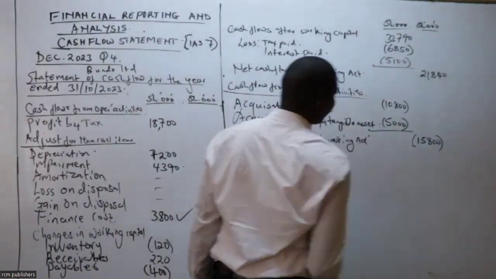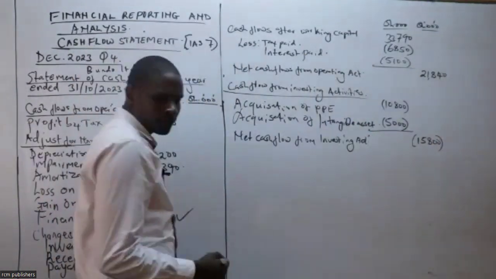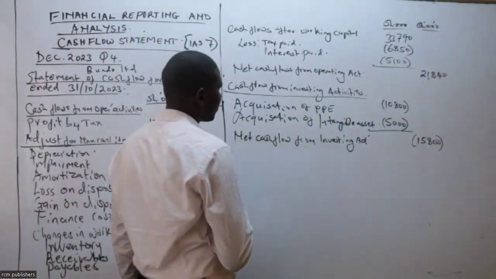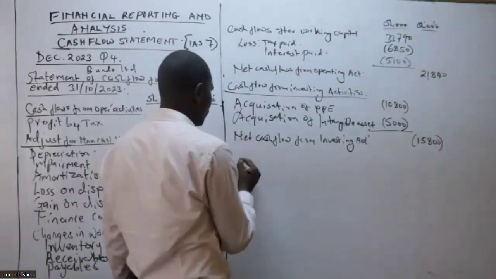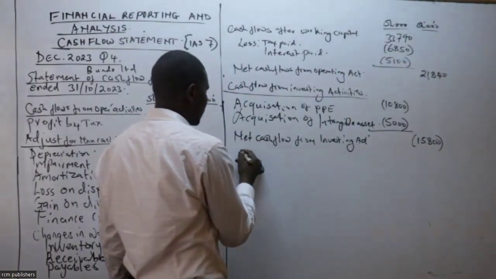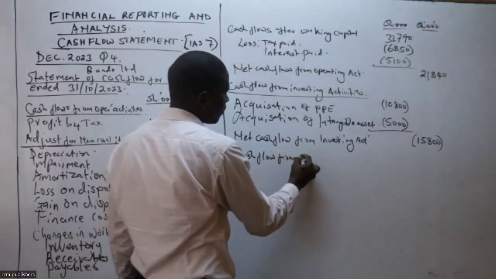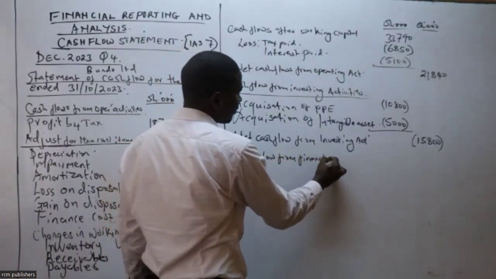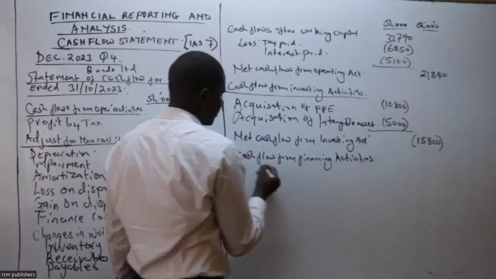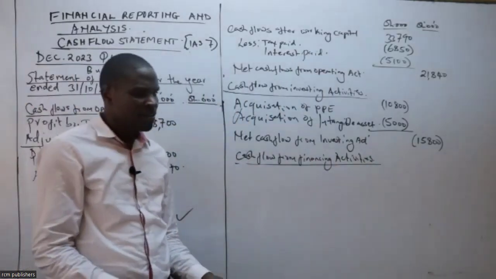We are done. Then class, we move direct to what? Let me see the time. If you keep going like this, we will finish. Cash flow from financing activity is our last activity. Cash flow from financing activities. This is easy. I want to show you another way to do this very, very fast.